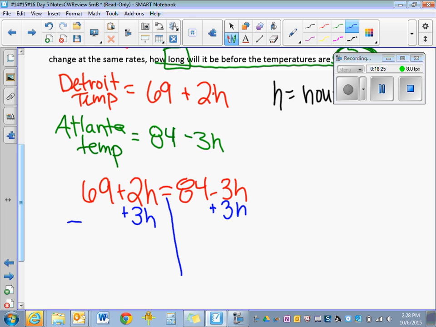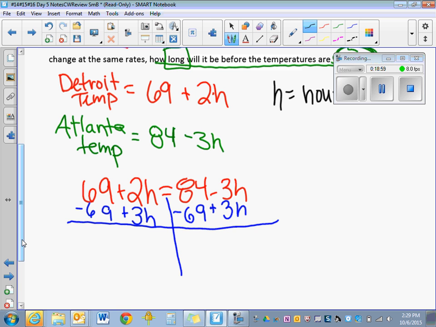I like it when you guys do this. This helps organize it. You don't have to do this, but sometimes I like to do more than one step at the same time, and it might be helpful for you with organizing your information. If I add my 3h over, I'm going to also subtract the 69 to the other side. Some of you are struggling with knowing what like terms go together, so this might help you put it in the correct like terms area.